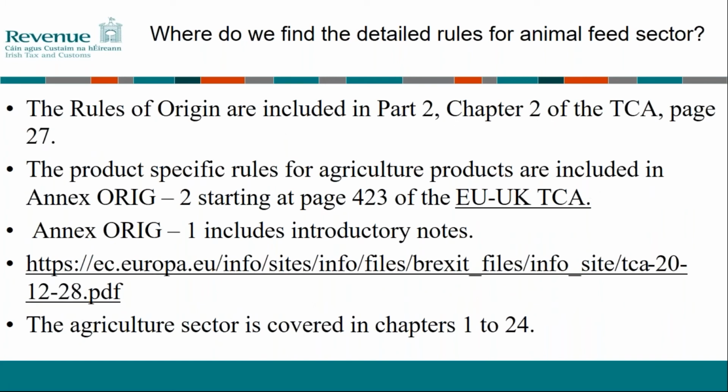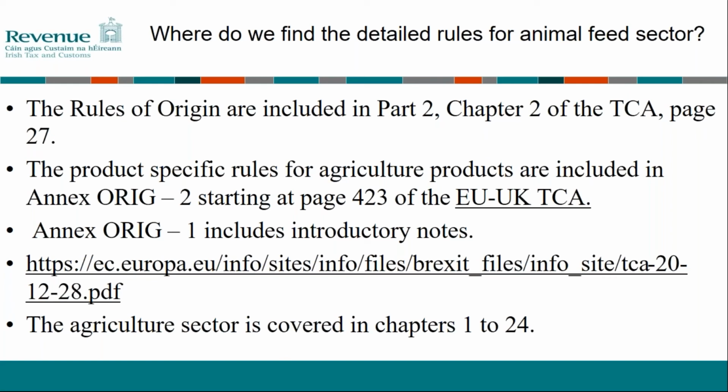So just in terms of where you would find the detailed rules for the animal feed sector, in the rules of origin in Part 2 and Chapter 2 of the TCA, the product-specific rules are outlined there for agricultural products. So that's Annex Origin 2 and at page 423 of the EU TCA, the link is actually there. Again, these will be shared as well, but it's easy enough to find online as well. And there are the relevant chapters and sections that will be relevant to the animal feed sector if you want to review it. And there's a lot of detail around what I've just covered very briefly.